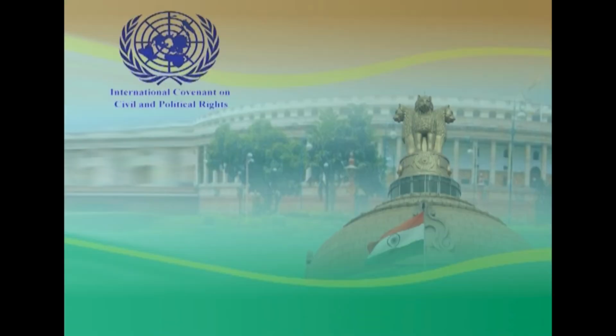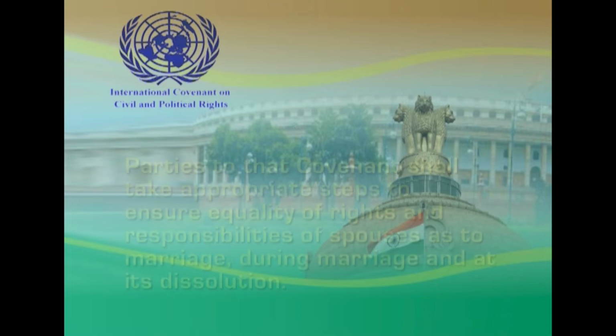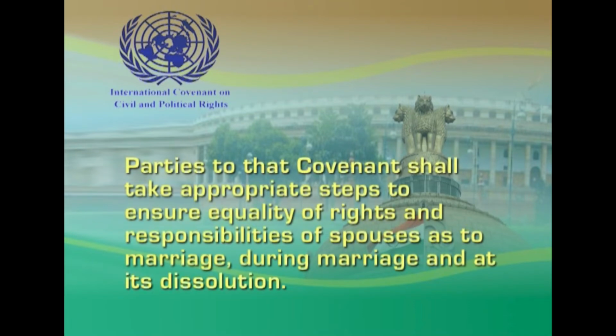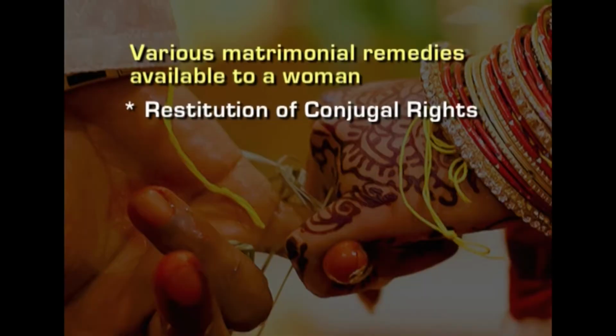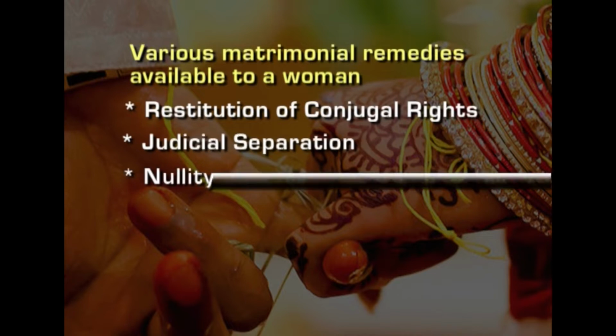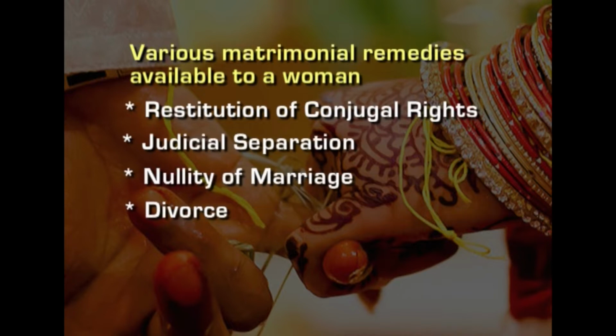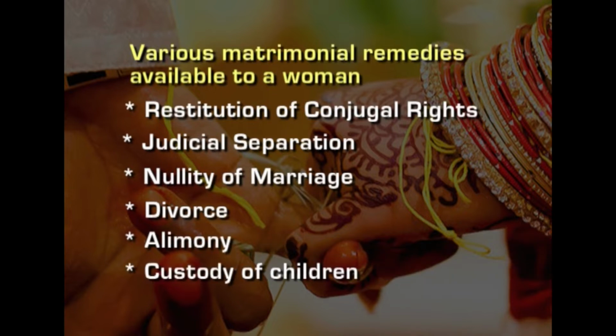Even the International Covenant on Civil and Political Rights, to which India is a party, prescribes that parties to that covenant shall take appropriate steps to ensure equality of rights and responsibilities of spouses as to marriage, during marriage, and at its dissolution. The various matrimonial remedies available to a woman are restitution of conjugal rights, judicial separation, nullity of marriage, divorce, alimony, and custody of children. In this lesson, we would be addressing the first 4 items.